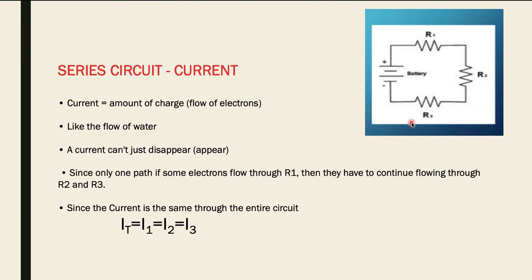Series circuit current: current is the amount of charge, or flow of electrons, like the flow of water, which also flows in waves. The current also flows like in waves. Current cannot just disappear. Since there is only one path, if some electrons flow through R1, then they have to continue flowing through R2 and R3. So the current is the same throughout the entire circuit, when I_T is equal to I1 is equal to I2 is equal to I3.